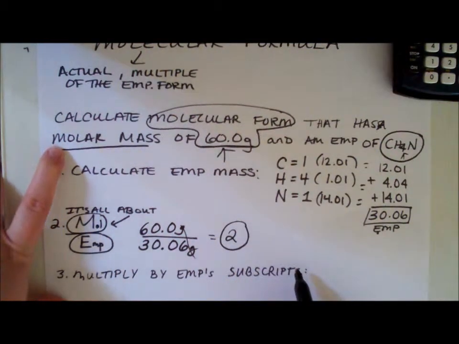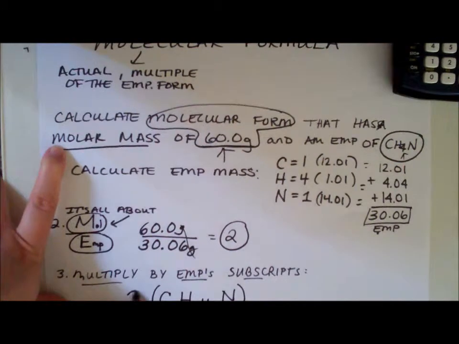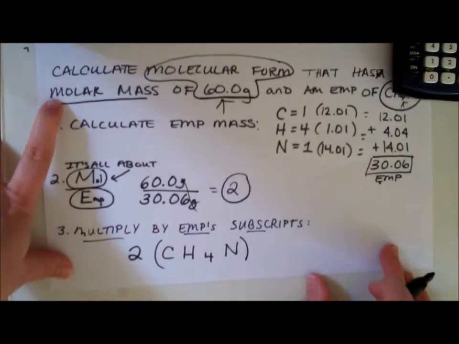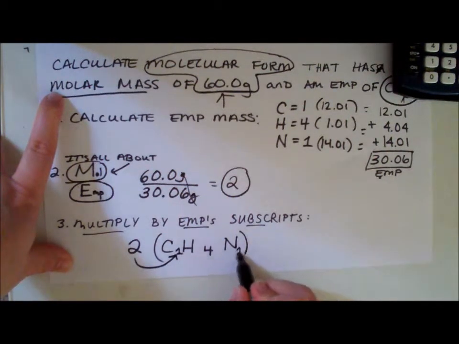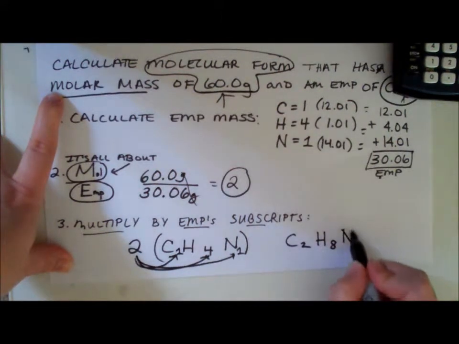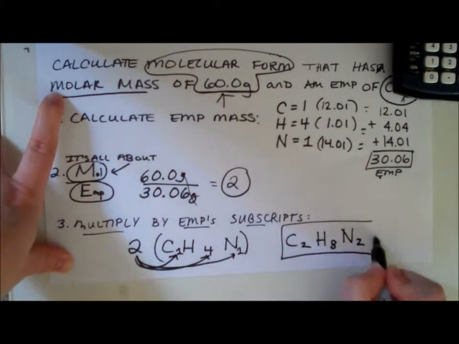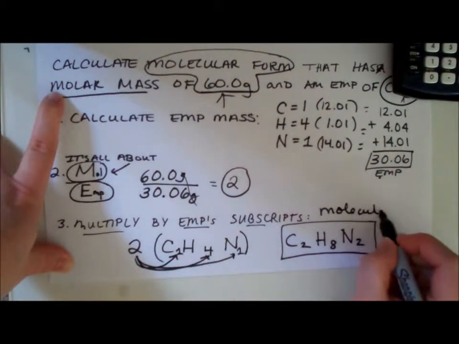Now this 2 is going to be a multiple of the subscripts. So what we do is we multiply by the empirical subscripts. So we have C, H4, and N. Now what I like to do is put a 2 in front because that's what's going to be multiplying. So 2 times 1 is going to be C2. 2 times 4 is going to be 8. And 2 times 1 is going to be 2. So the actual molecular formula for this is going to be C2H8N2.